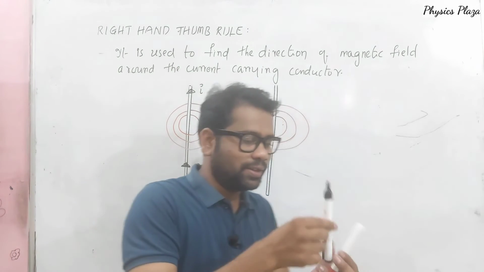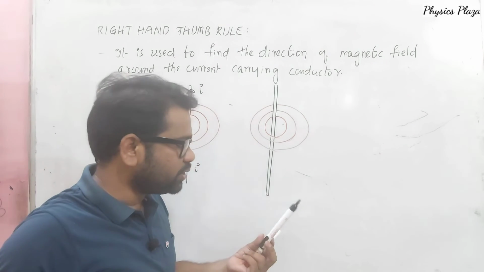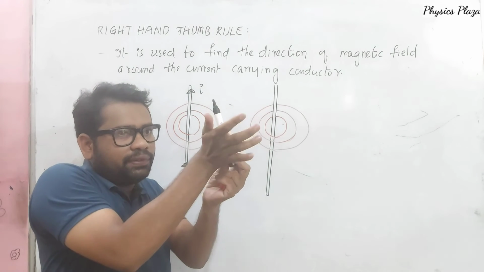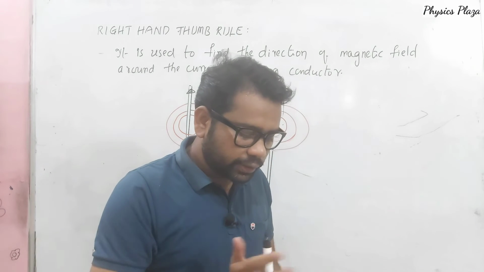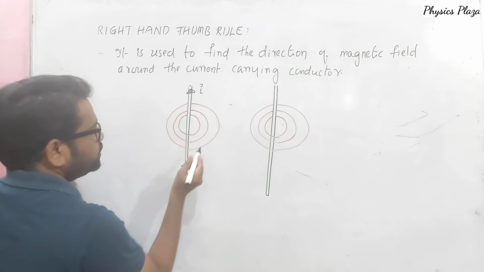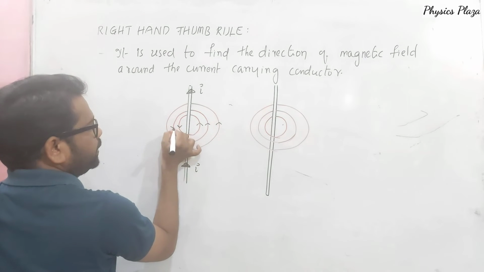So just imagine, children. For the 2D figure, we just need imagination. So the conductor is like this and the current is flowing like this. Then if you are noticing from the top, how are the magnetic field lines? Clockwise direction. So this is how the magnetic field lines will be.